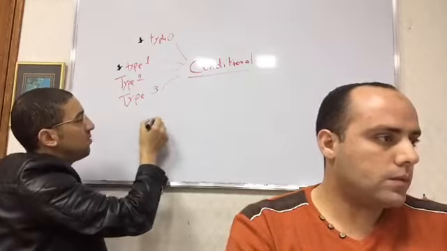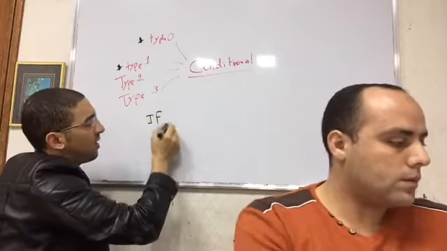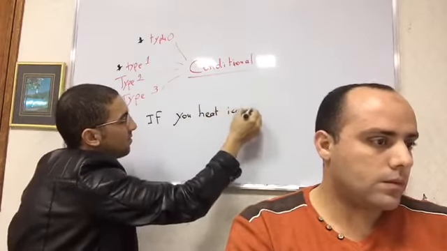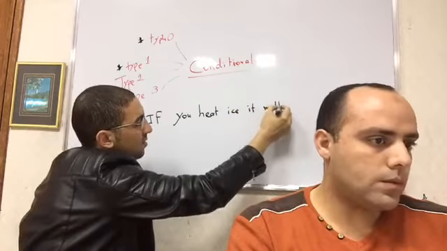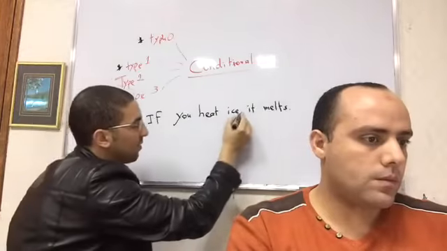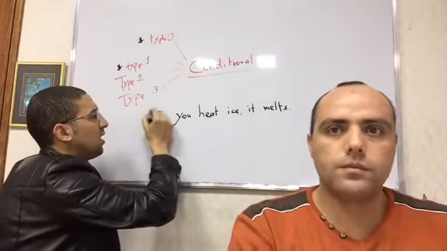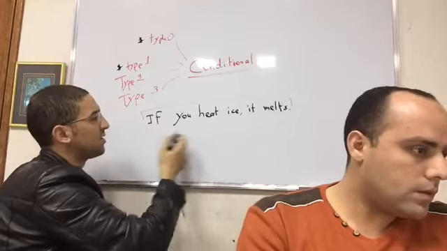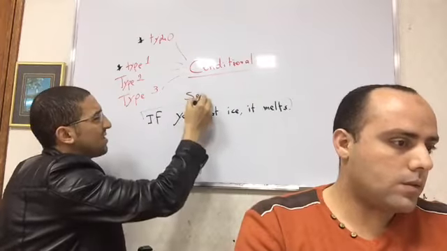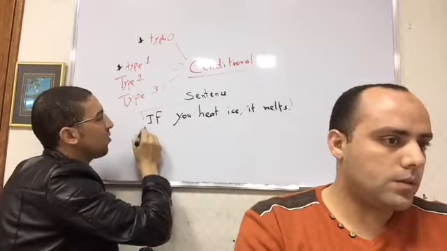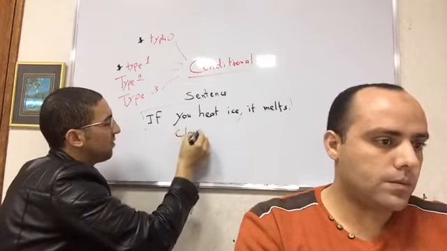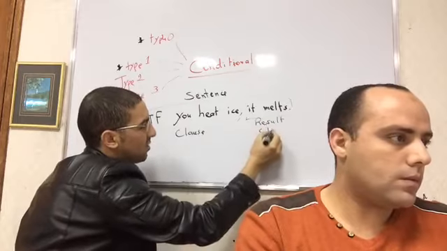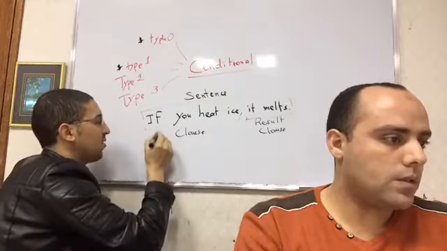Type 0, we said that the if clause has the present simple, like, if you heat ice, it melts. When you write, you should use a comma here after the if clause, and we gave you the labels and the names of these things. We said that all of this is called a sentence, and within the sentence we have 2 clauses. This is the if clause, and this is the result clause.